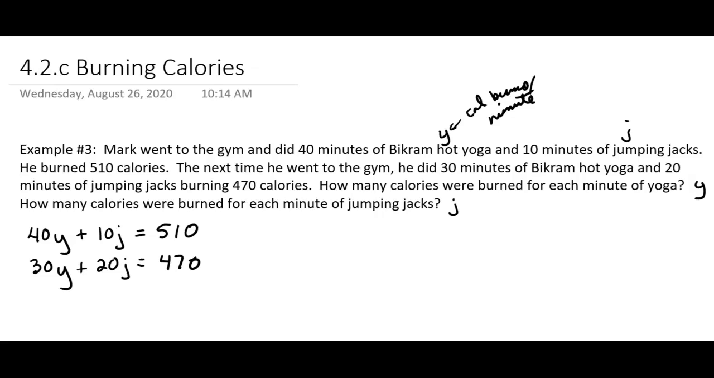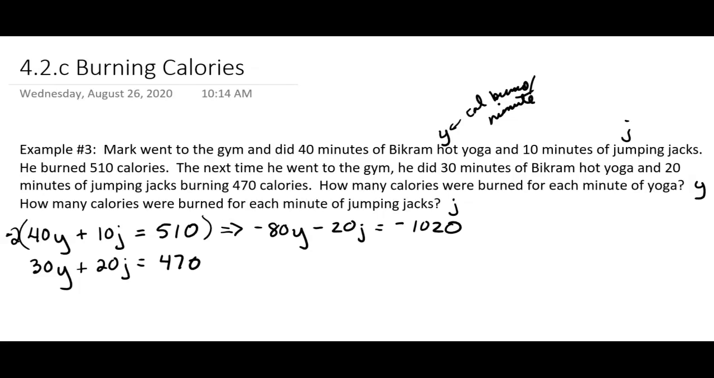So I'm going to go ahead and multiply this top equation by a -2. Now, why am I doing that? I'm looking to get rid of the J's, to eliminate the J's. So my top equation becomes negative 80y minus 20j equals negative 1020.